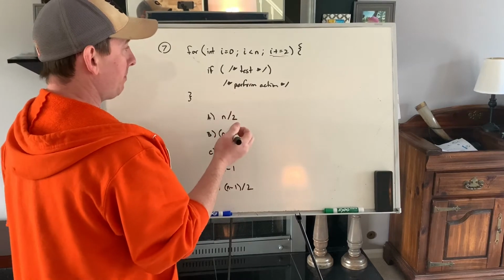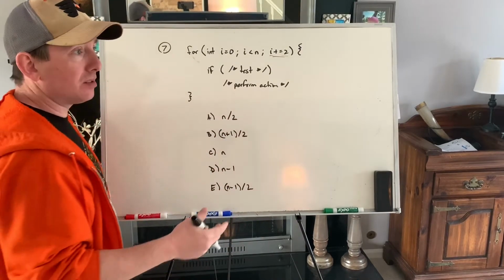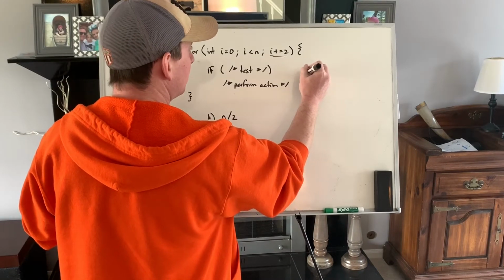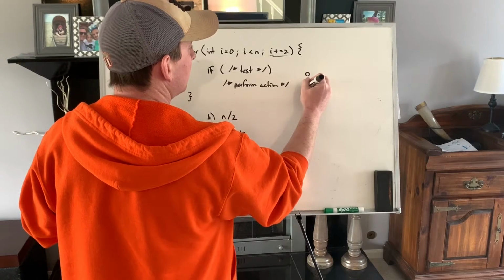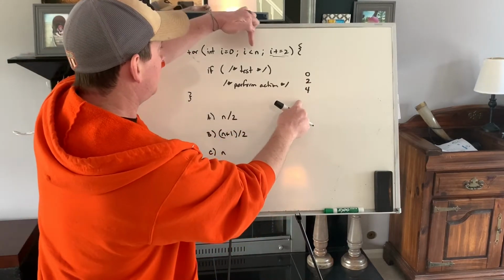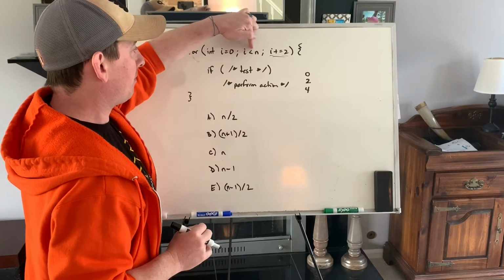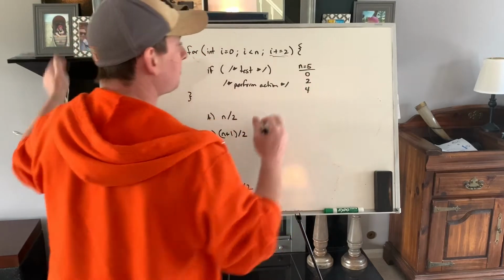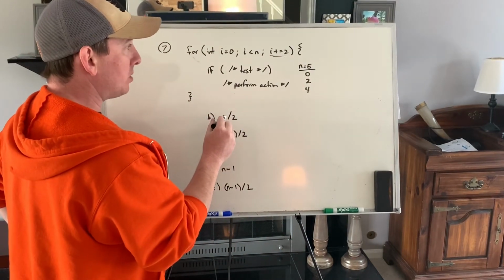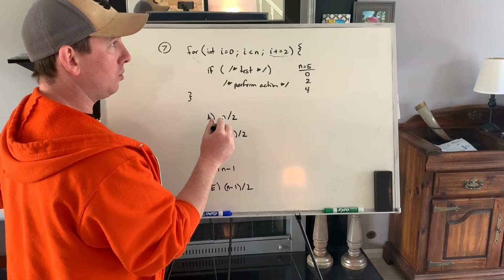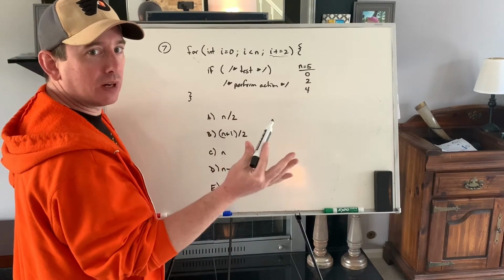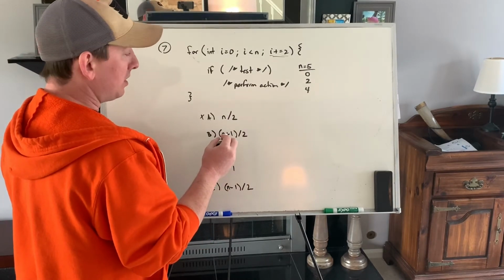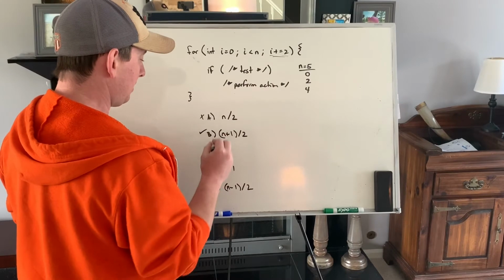Okay, well, let's just assume n is, let's make something up. Let's say n is 5. So i is going to be 0, and then it's going to be 2, and then it's going to be 4, and then it's going to be 6, which is too big, so we stop. So this loop will run 3 times, and that's when n equals 5. So 5 divided by 2 is 2.5, which rounds down to 2, so that one doesn't make sense. If n is 5, 5 plus 1, 6 over 2 is 3, so that makes sense.